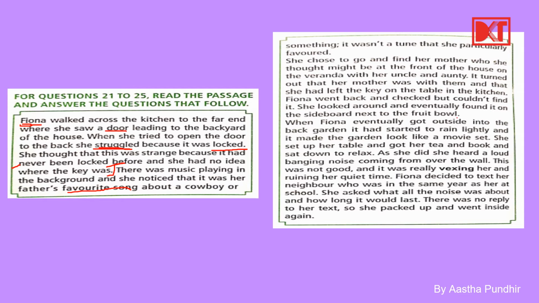So what happened is Fiona decides to go and look for her mom, and she thought that she must be at the front on the veranda with her uncle and auntie, and she was there. It turned out that her mother was with them, and when asked, they said that she had left the key on the kitchen table. But Fiona went back and checked and couldn't find it. So she looked around and eventually found it on the sideboard next to the fruit bowl. Alright.